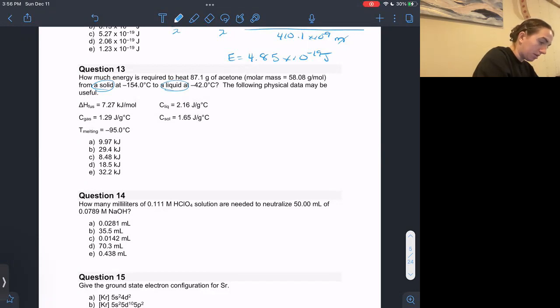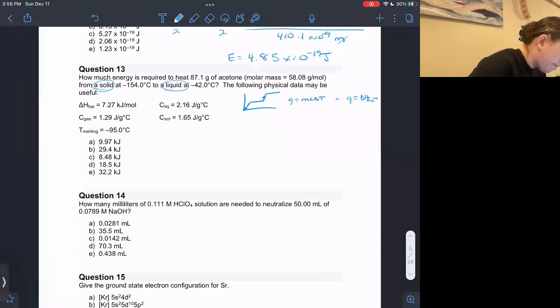So if I were to draw one of the heating curves, I would be going from here to here. So I go up to the melting point, through the phase change, then up a little bit after in the liquid range. So I should have three components here. I know that I'll need Q is equal to mc delta T, and I'll also need Q is equal to the delta H of fusion times n.